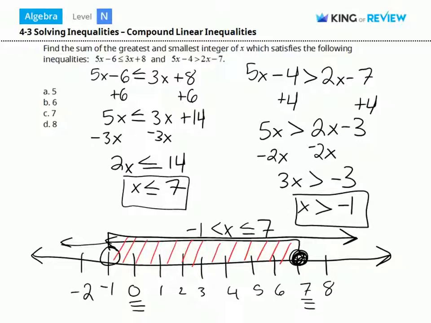So the sum of 0 and 7 is 0 plus 7, and this is equal to 7. So 7 is our answer.